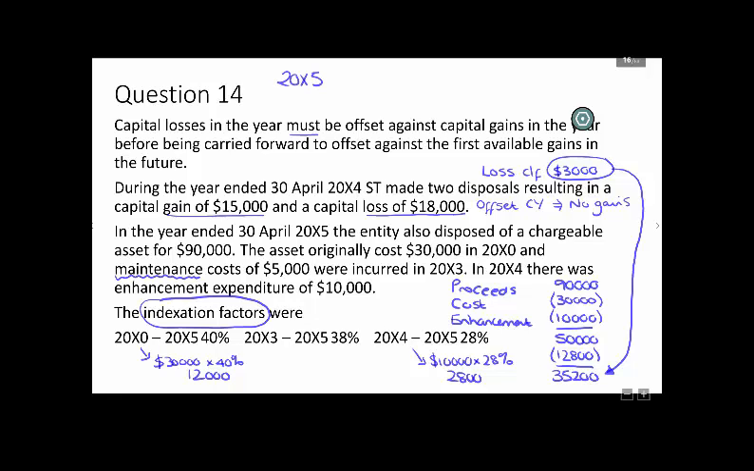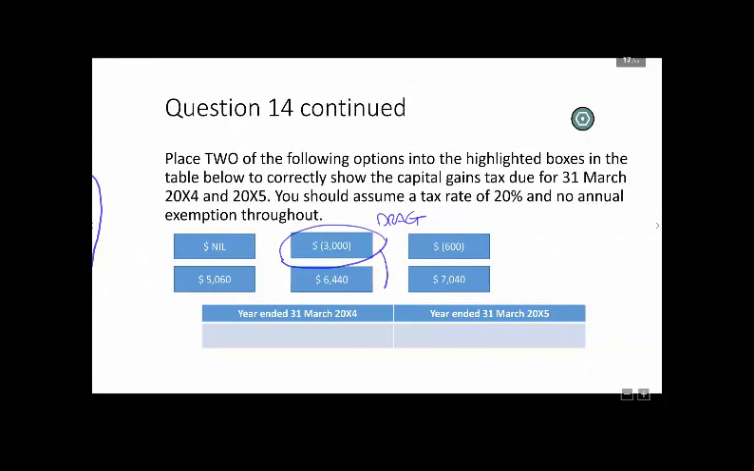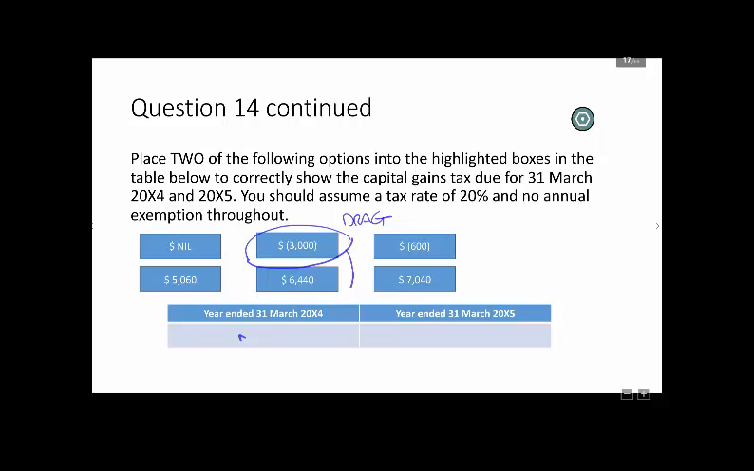So those $32,200 of gains would be taxed at the relevant rate of 20% and would mean that we end up with a capital gains liability of $6,440 in 2005. So in terms of our actual answers, the correct ones to drag into these boxes would have been nil for 2004 and 6,440 for 2005.